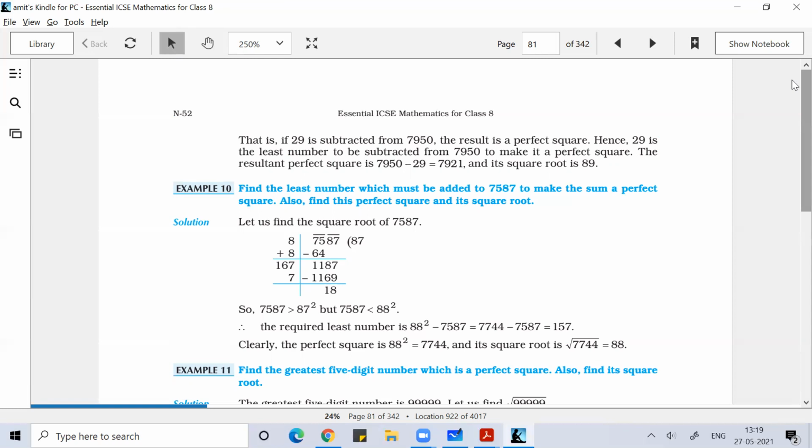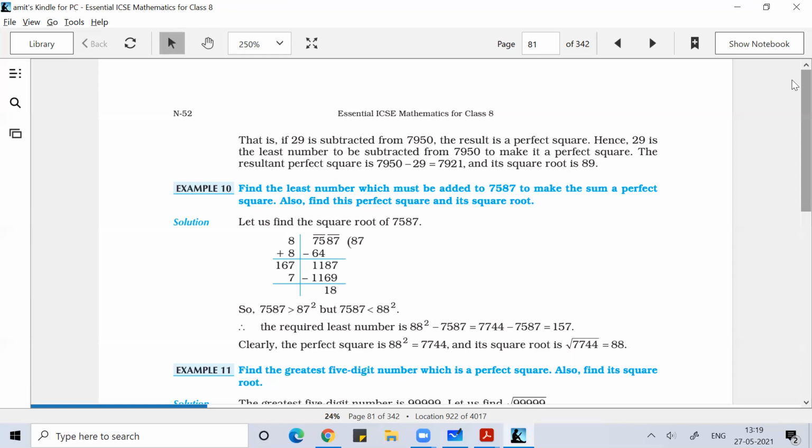So you need to add 157 to make it a perfect square. Do you understand? Yes, sir. Do example 11.